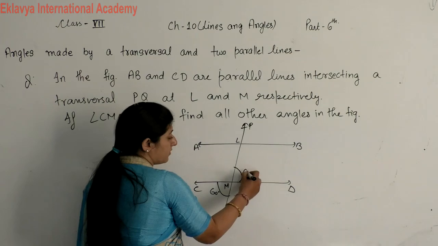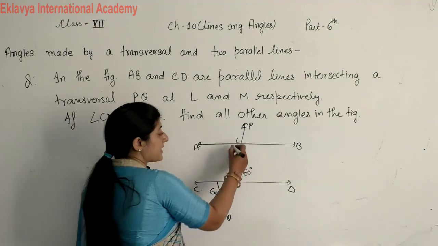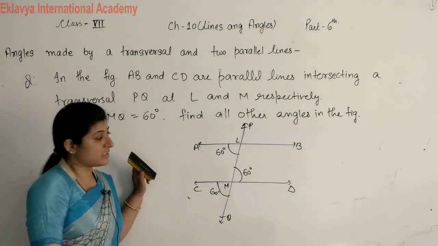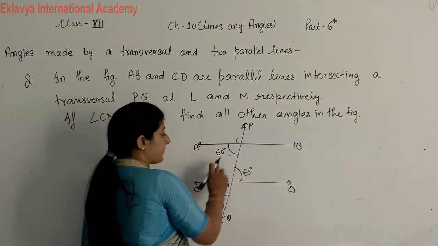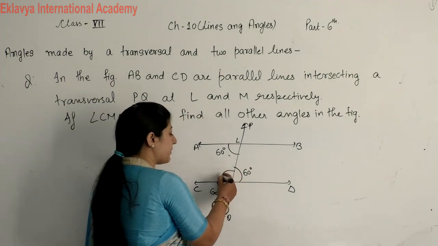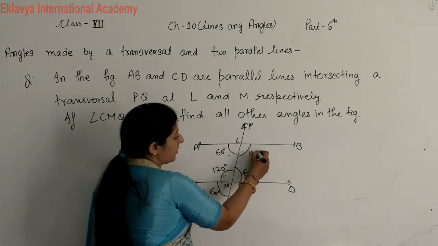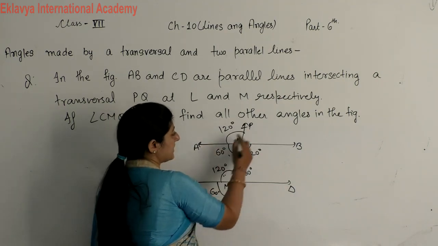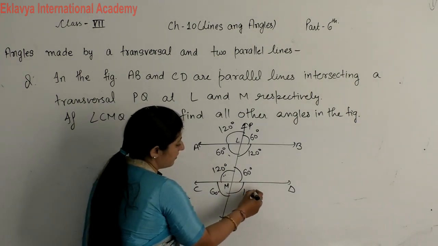It means this one also 60 degree. Why? Because it is vertical opposite angle. This 60, then this one 60 degree because it is alternate interior angles. Now if you see properly, then these are co-interior angles. Sum of these two angles is equal to 180 degree. This 60 degree, then the remaining angle we can say 120 degree. This 120, then this also 120. This is vertical opposite angle. Also 120, this 60, then this is also 60 degree, and this one 120, then this one also 120 degree.